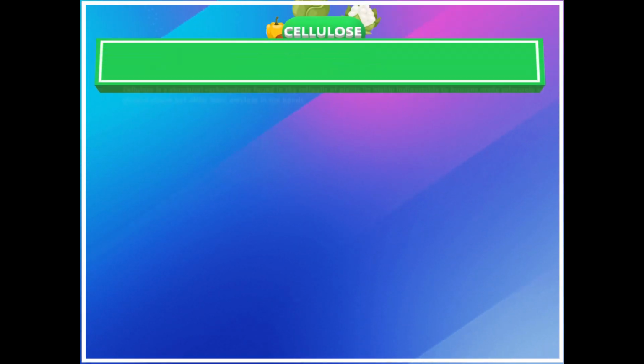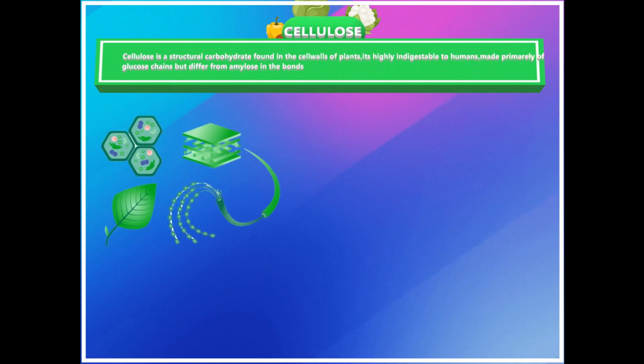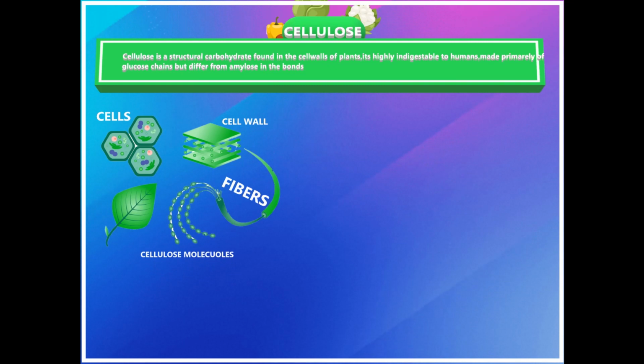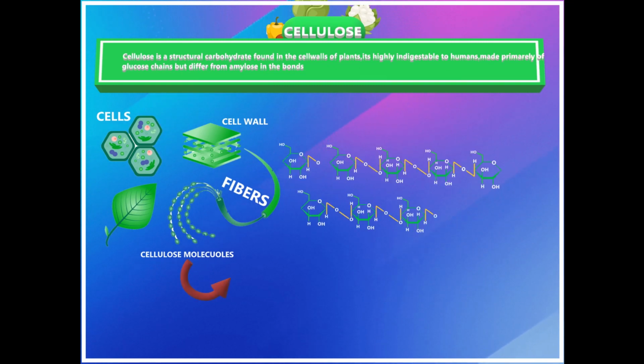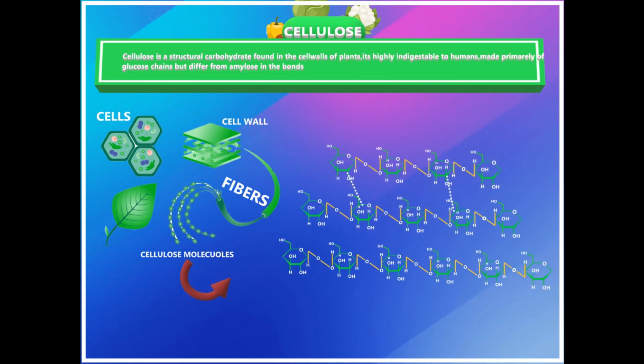Cellulose. Cellulose can be found in the cell walls of plants. It makes out the fibers. What makes cellulose special are its bonds. Not just the bonds in the chains themselves, but the ability of these chains to connect to each other with hydrogen bonds, making them fibers. It is also very hard to digest in humans because of their bonds.